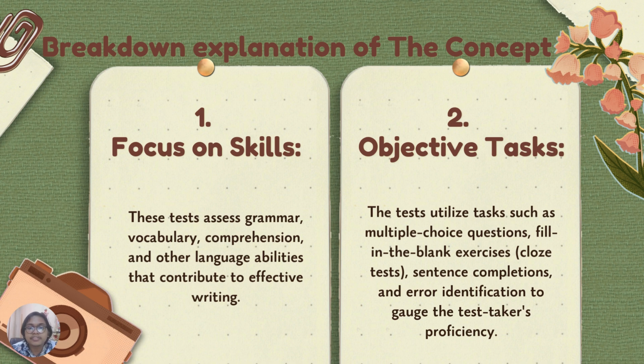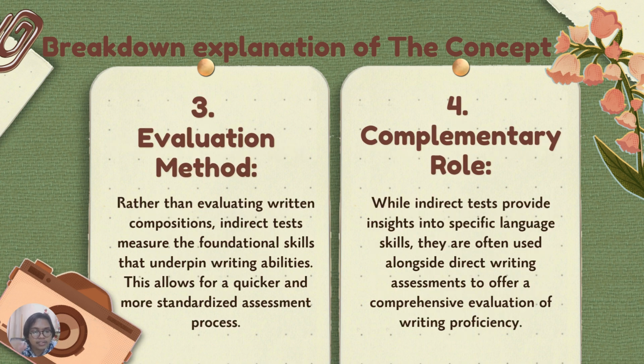Number two is objective tasks. The test utilizes tasks such as multiple choice questions, fill in the blanks exercises, or cloze tasks, sentence completions, and error identifications to gauge the test taker's proficiency. Next is evaluation methods. Rather than evaluating written compositions, indirect tests measure the foundational skills that underpin writing abilities. This allows for a quicker and more standardized assessment process.